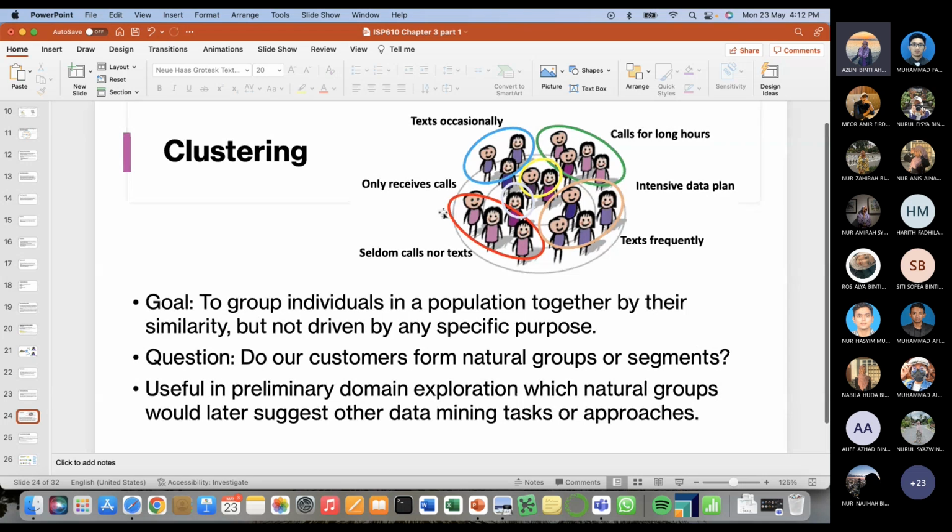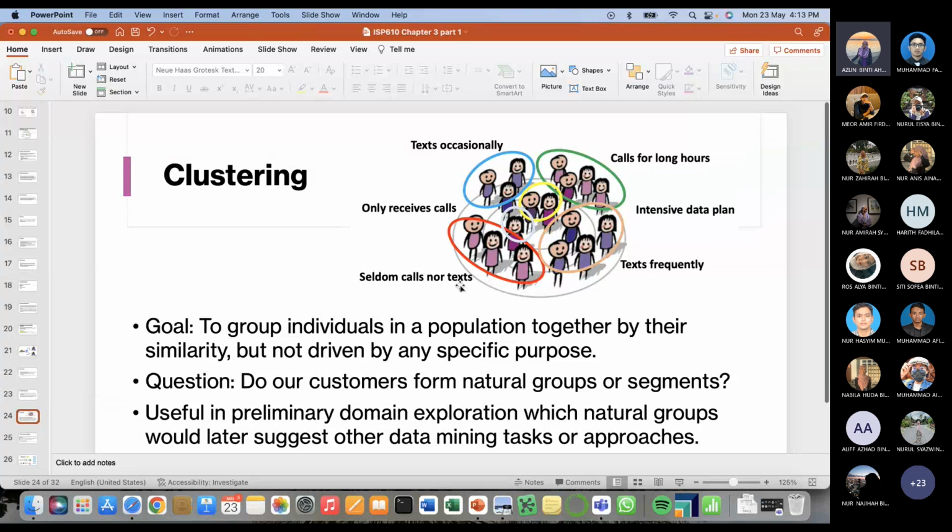Okay, we have a group of customers. So the blue group, they text occasionally, and then the other group, okay, mungkin dia akan receive calls only or seldom calls nor text, and then the other group text frequently. Another group needs intensive data plan, and the last group calls for long hours. So each of these clusters, dia akan ada target plan dia lah.